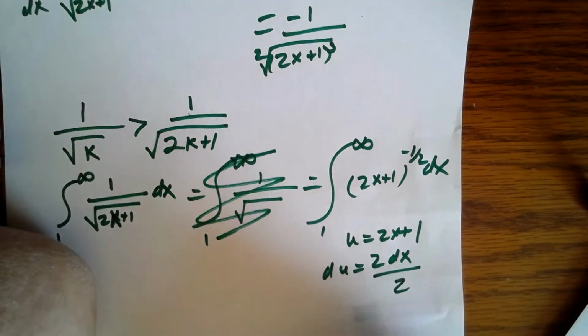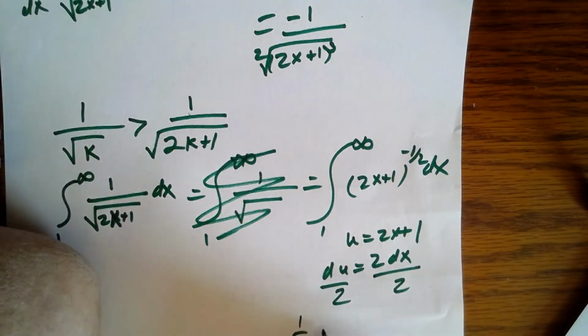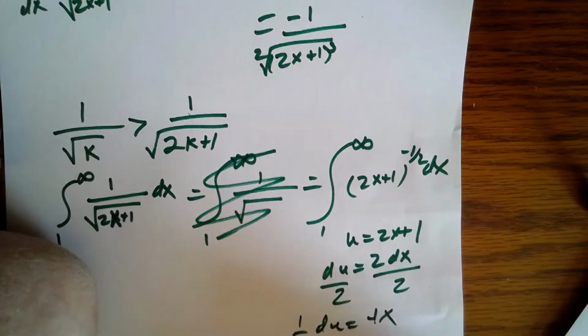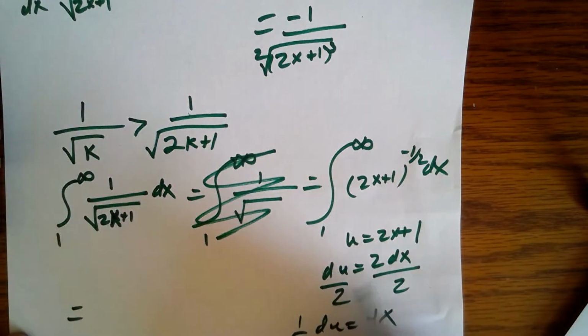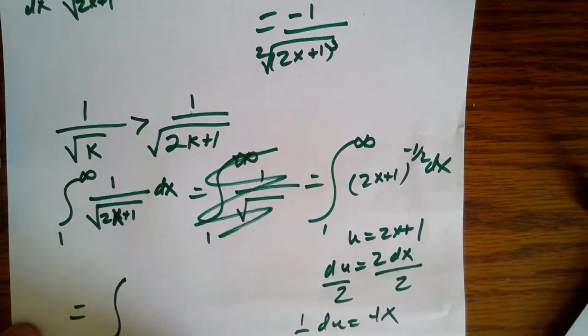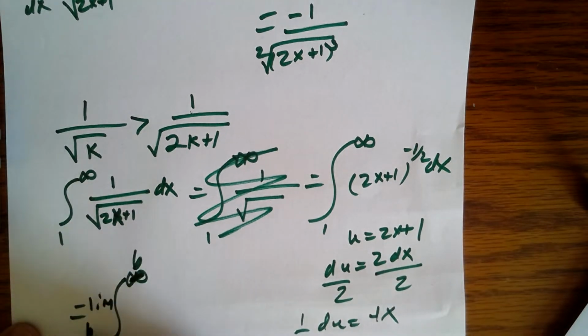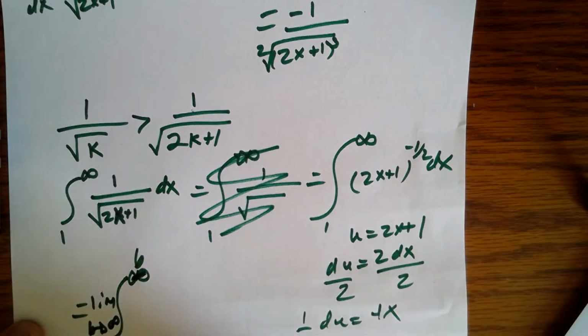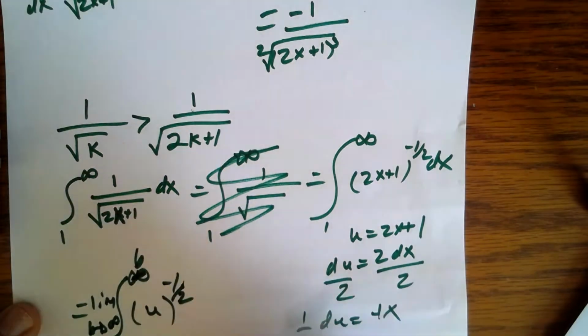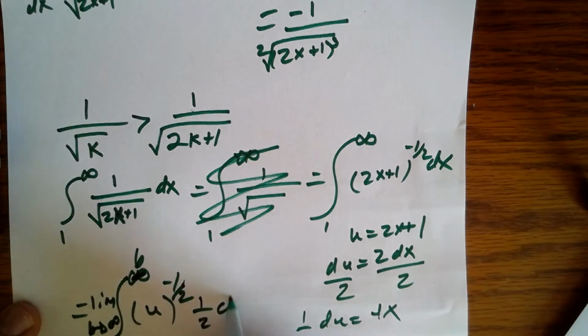Divide both sides by 2. And sub back in. So when I sub back in, I get the integral from 1 to infinity. And let's be proper, since this is on the internet. We're going to take the limit as b goes to infinity, make it an improper integral. So we get u to the negative 1/2 power, and then I'm going to have a 1/2 du.